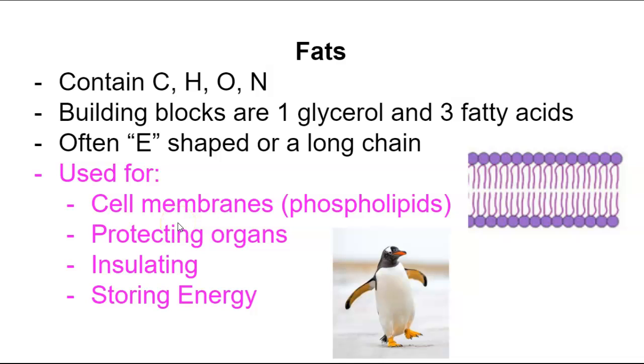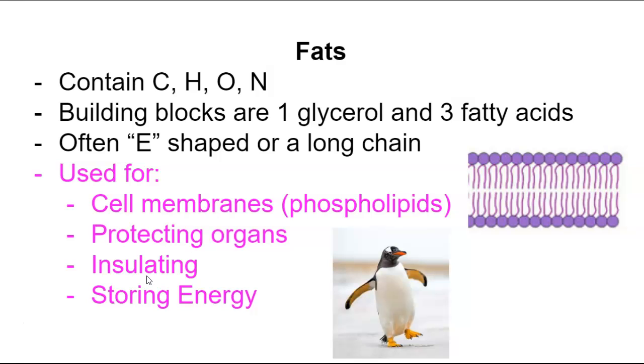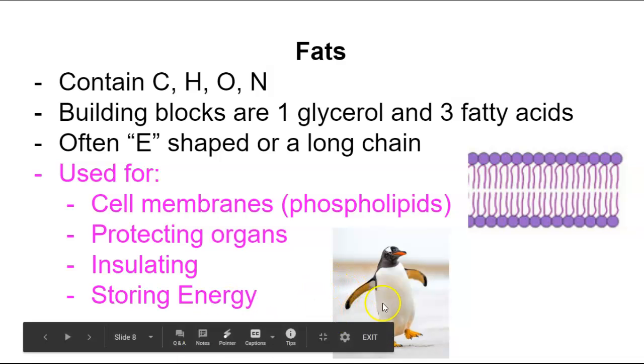They also help protect your organs. They provide kind of like a cushion. They insulate. Okay, people who don't have a lot of body fat tend to get cold really easily. People who have more body fat tend to get hot pretty easily. Animals and organisms use fat to insulate them, especially animals that lived in cold environments like the Arctic. Penguins and polar bears, they have fat as insulation to help them stay warm.